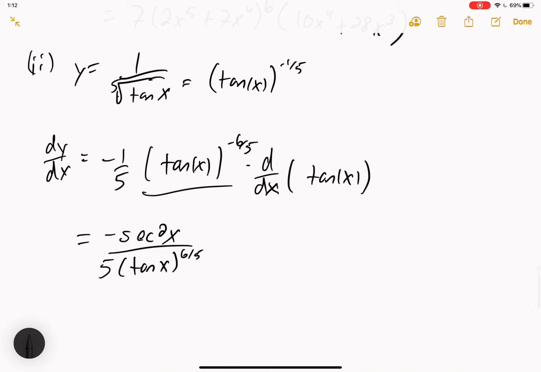But the trick is to know that you need to keep the inside the same, take the derivative with respect to whatever is happening on the outside, and then multiply by the derivative of whatever is on the inside.